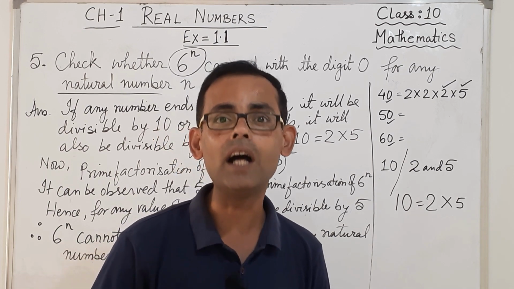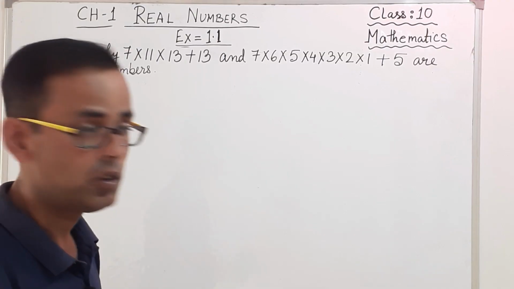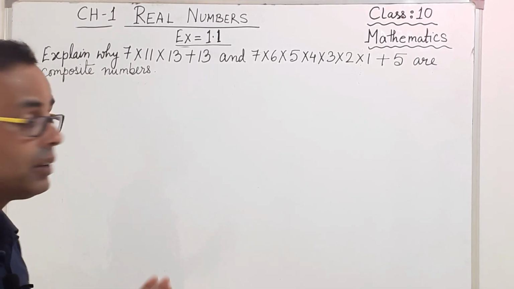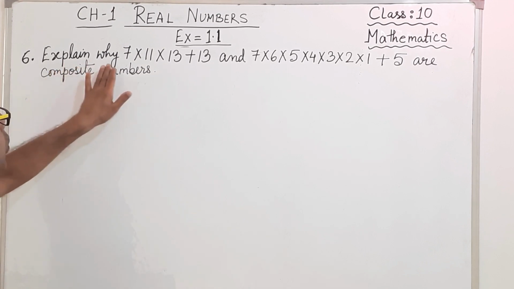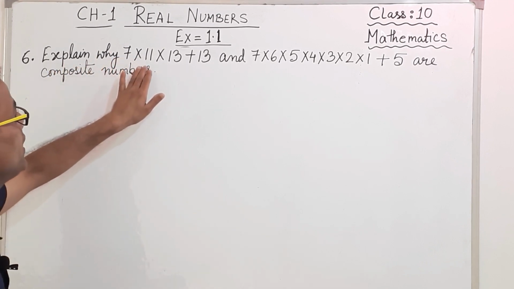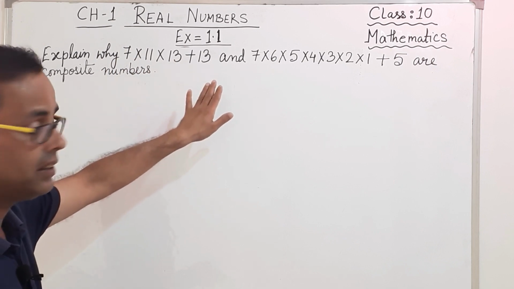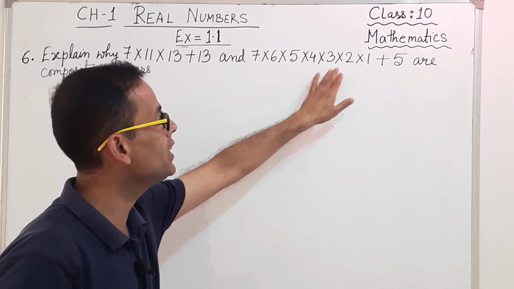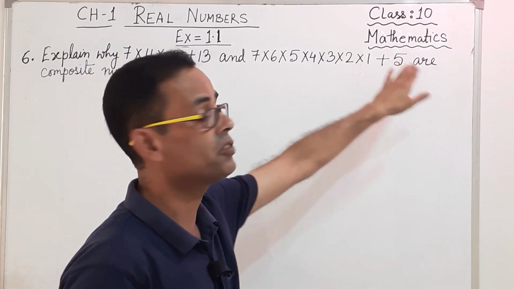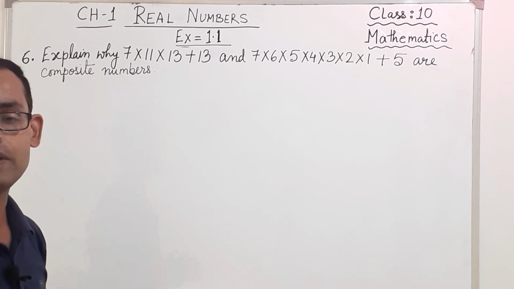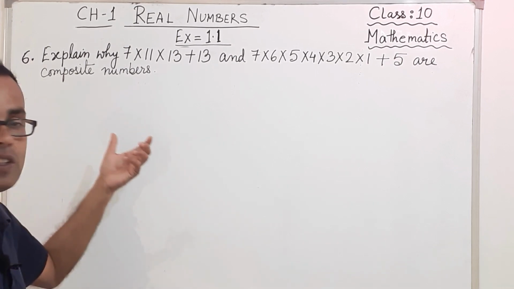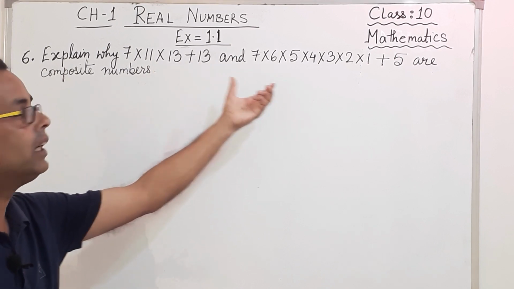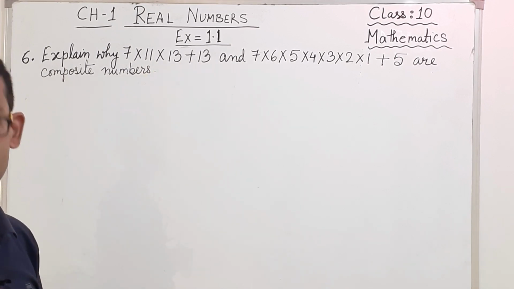Now we will move on to the next sum. Now we are going to solve question number 6. So let us see what they are asking in question number 6. Explain why 7 into 11 into 13 plus 13 and 7 into 6 into 5 into 4 into 3 into 2 into 1 plus 5 are composite numbers. That means you have to explain why this number and this number are composite numbers.